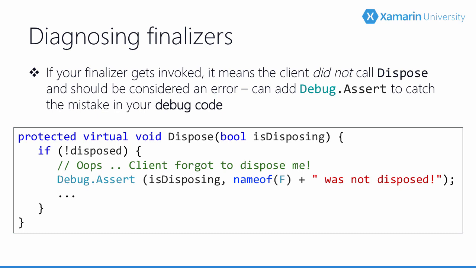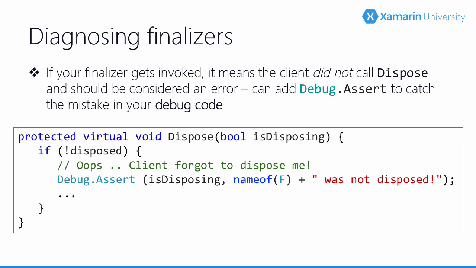This will then throw up a message box, and it will tell the user, hey, this name of F, that means just F, was not disposed properly, and we're going to just use the debug assert off of the isDisposing flag. So if the flag comes in as false, then it means we were called from the finalizer, and therefore this is considered an error. But it's only an error in debug builds. We obviously don't want this to happen in release builds. We don't want debug things to happen there.